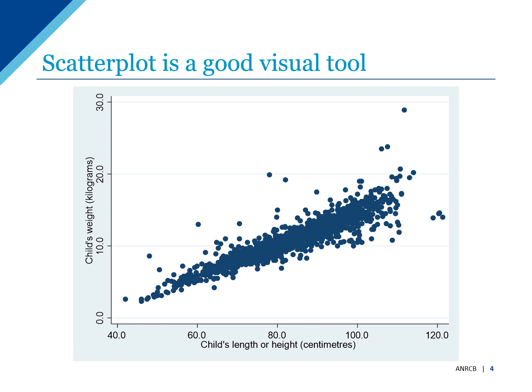A scatter plot is a very good visual tool to gain a preliminary understanding of whether two continuous variables are related. In this graph, we have plotted child's length or height in centimeters on the x-axis and child's weight in kilograms on the y-axis. Each point represents one observation of a child's weight and height in the sample data. Given the shape of this plot, how would you describe the relationship between height and weight in the children in this sample?